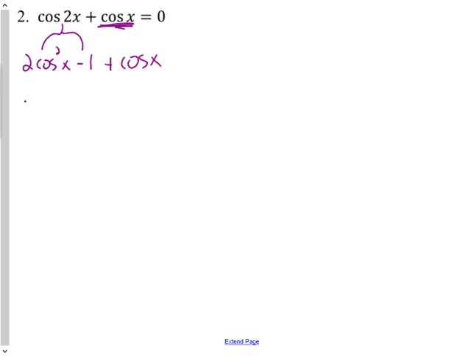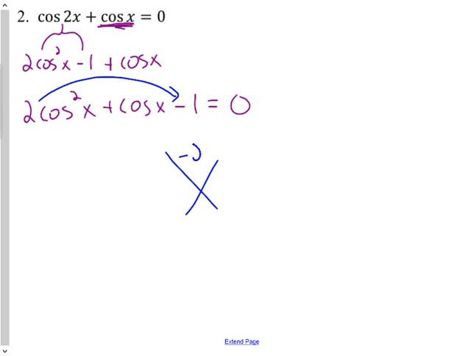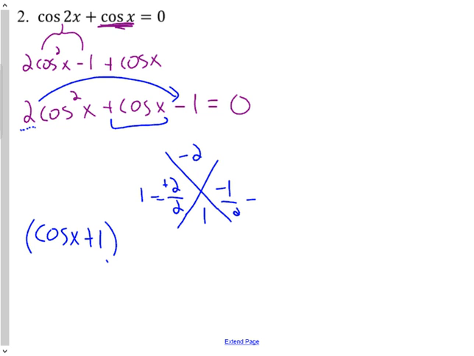And now reorganizing this into standard form, we got 2 cosine squared, 1 cosine, and then a minus 1. This is a factorable equation. So we're going to factor: 2 times minus 1 is minus 2, adding to equal 1 cosine of x. And so our numbers are going to be plus 2 and minus 1. And then we bring the 2 back. So we get 1. So cosine of x plus 1 is one of the parentheses. And the minus half is going to give us a 2 cosine of x minus 1 for our other parentheses.